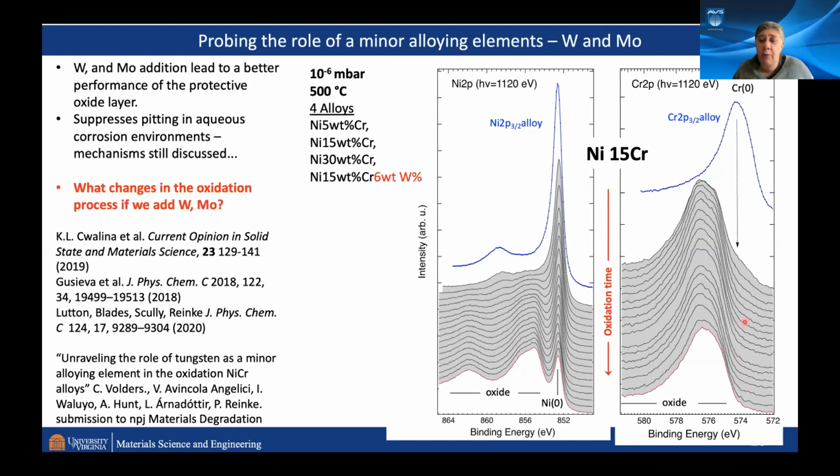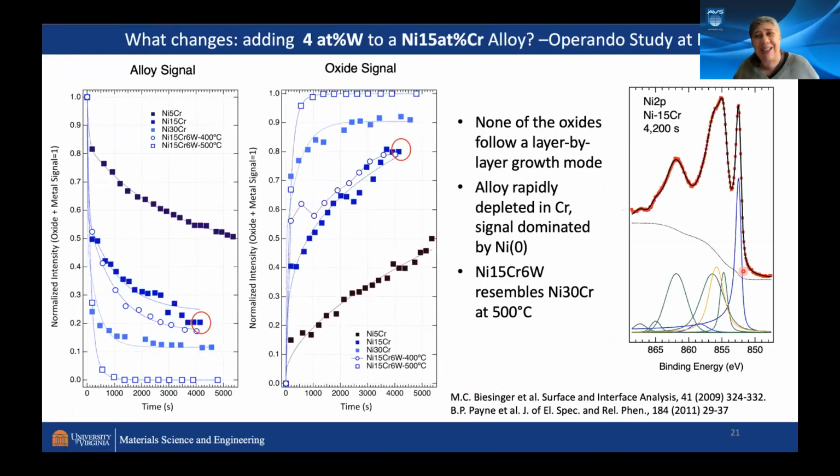If you look at the chromium, you pretty much lose any chromium signal from the alloy immediately, very early in the process. So you essentially use all the chromium which is stored in the immediate subsurface layers of your alloy. So all the chromium you have at that moment to make the oxide comes either through diffusion, through grain boundaries, or very rapid transient diffusion from the bulk of the system. So let's go to the next part.